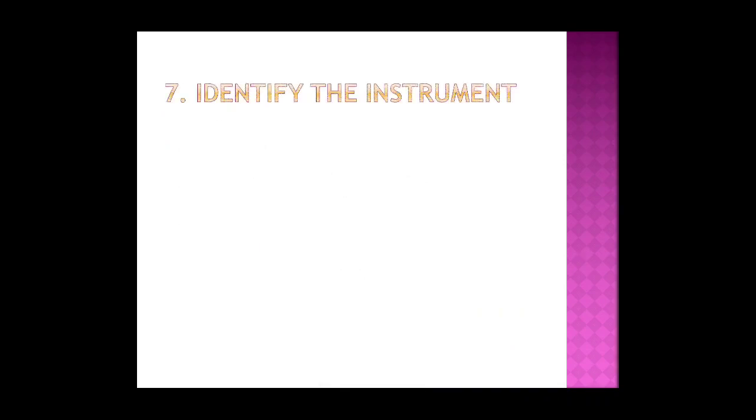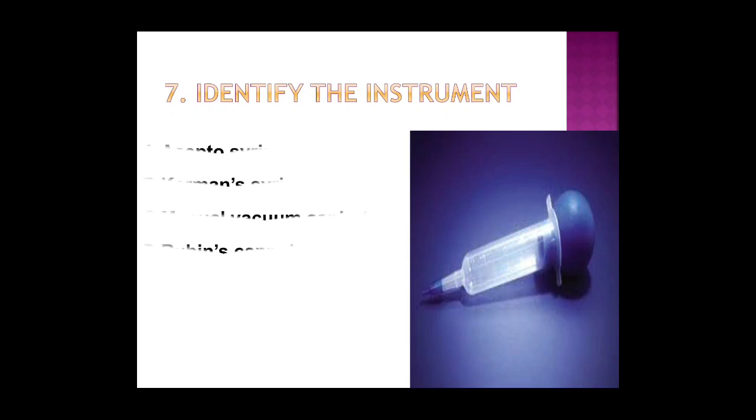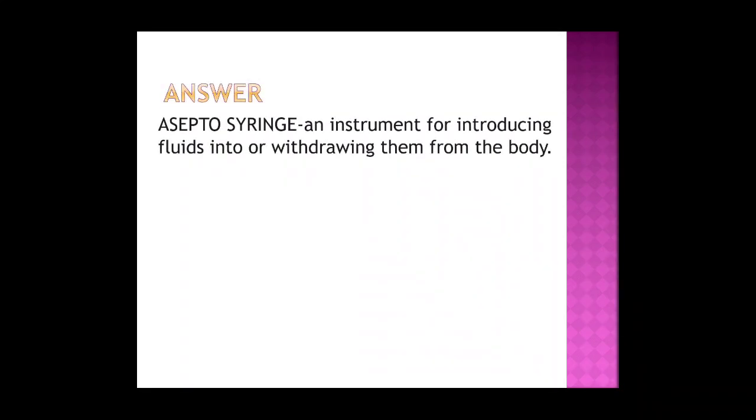Next, identify the instrument. Options: Asepto syringe, Kerman syringe, manual vacuum aspirator, Rubin's cannula. Answer: Asepto syringe. It is an instrument for introducing fluids into or withdrawing them from the body.